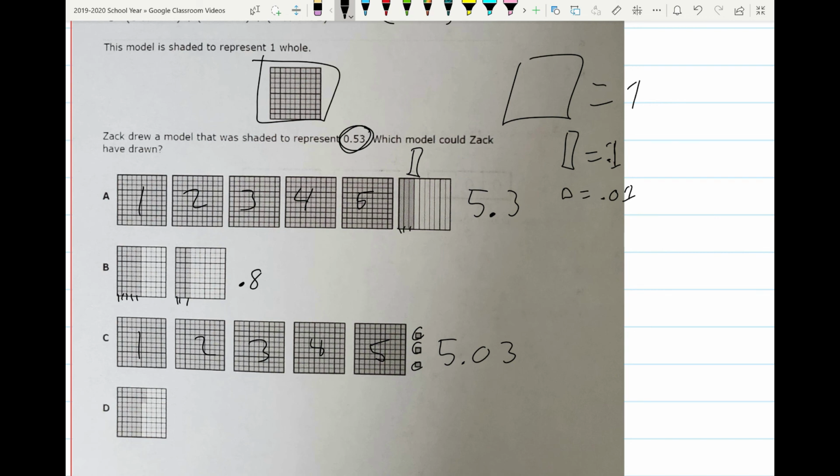Are any of these answer choices 53 hundredths? No. Let's count 1, 2, 3, 4, 5. 5 in the tens place. And how many? 1, 2, 3. 3. My answer choice is D.